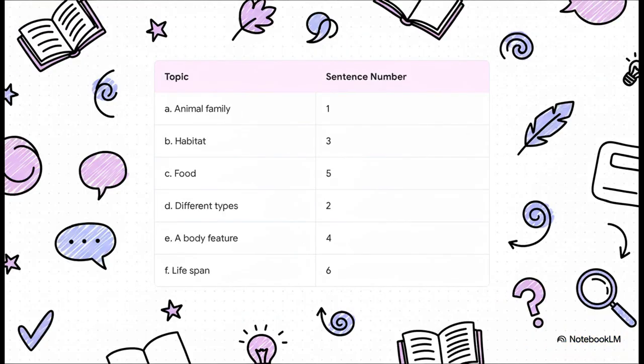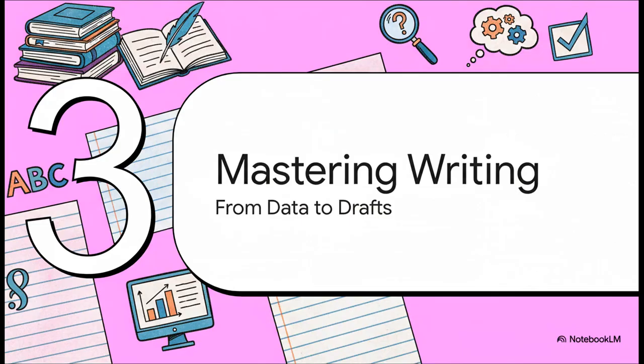And there's a really simple way to tackle this one. Instead of just reading and rereading, picture it like a table. Okay, which sentence talks about the animal family? That's number 1. What about habitat? Number 3. See? When you organize it like this, what seemed like a reading task suddenly becomes a super simple matching game.